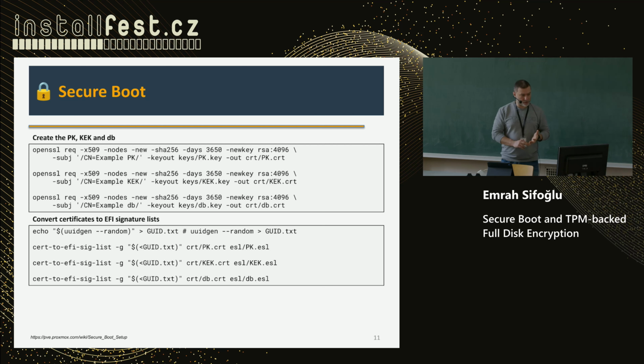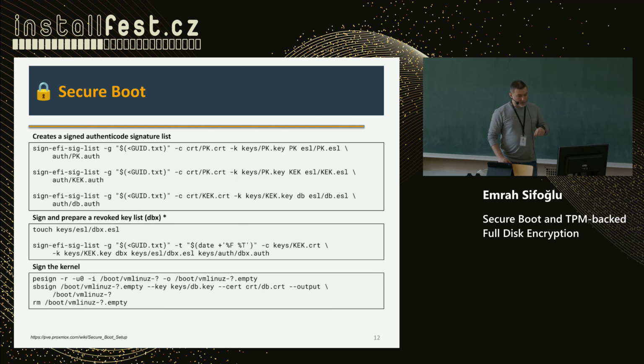You need to create the keys along with the certificates. Then you need to convert the signature list. After that, you need to sign them. And if you wish, you can also create the DBX. This is the revoked list, which prevents some malicious software from being run on your operating system. We may talk about it a little bit more later on.